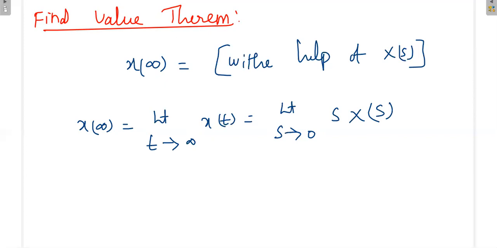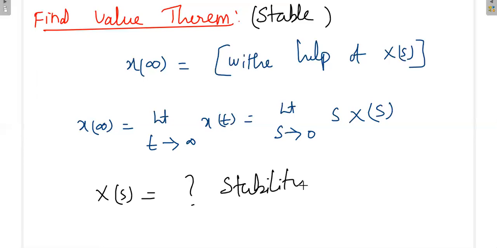Then this theorem is applicable only for stable system or signal. Again, the function x of s has to be stable. The given x of s has to be stable. The transfer function has to be stable. Then how to identify the stability of the transfer function? Whenever you are having some transfer function, how to identify the stability? If x of s is given, then how to know whether the given one is stable or not? When x of s is given, it consists of numerator and denominator. The simple idea is, we no need to worry about the numerator. The stability is generally decided by the denominator.